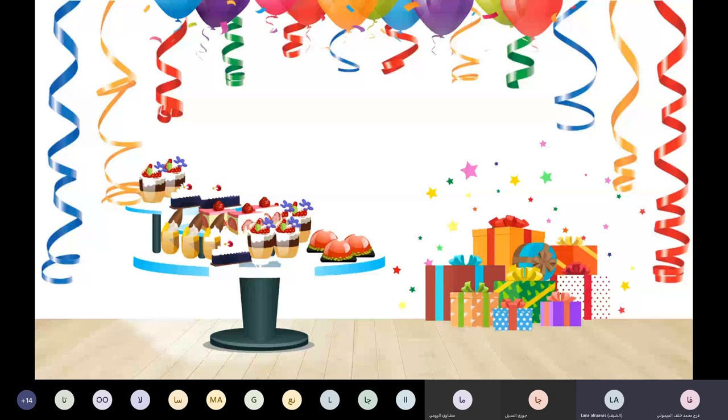Which present do you want, Lana? The biggest one, of course. The biggest one? Which one is the biggest one? The orange one. Okay. And that's you, Lana. You are throwing confetti. Thank you, Lana, for helping me. Thank you so much. Okay, honey, turn off your microphone.